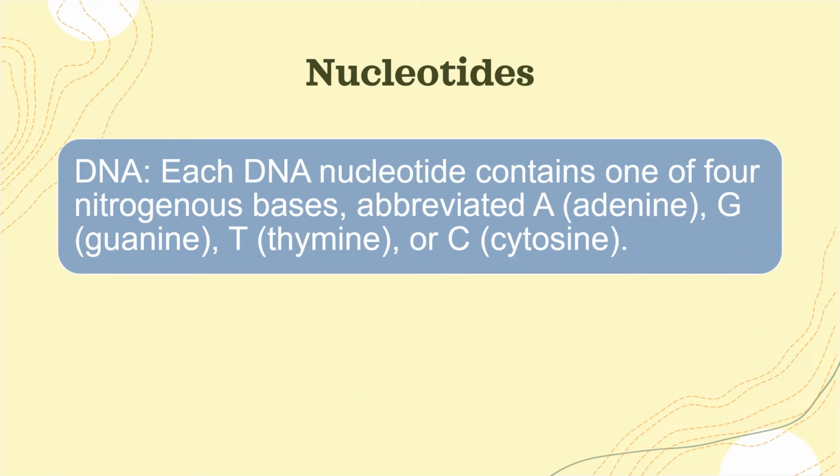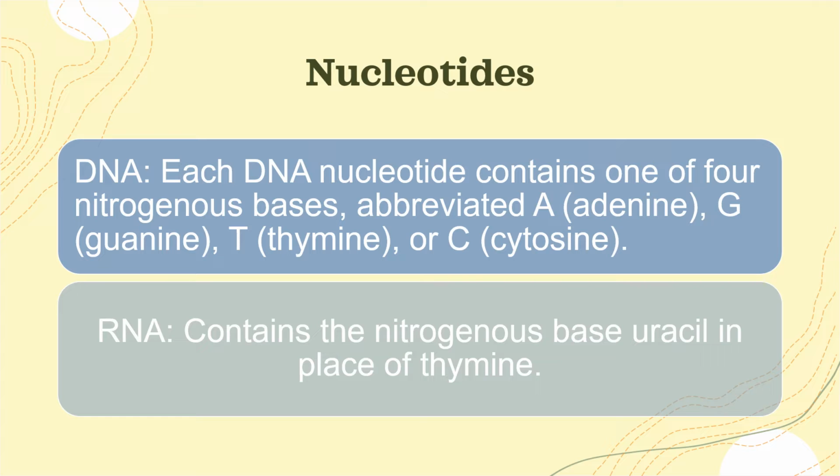Nucleotides. Each DNA nucleotide contains one of the four nitrogenous bases abbreviated as A, G, T, C, where A stands for adenine, G stands for guanine, T stands for thymine, and C stands for cytosine. RNA contains the nitrogenous base uracil in place of thymine.